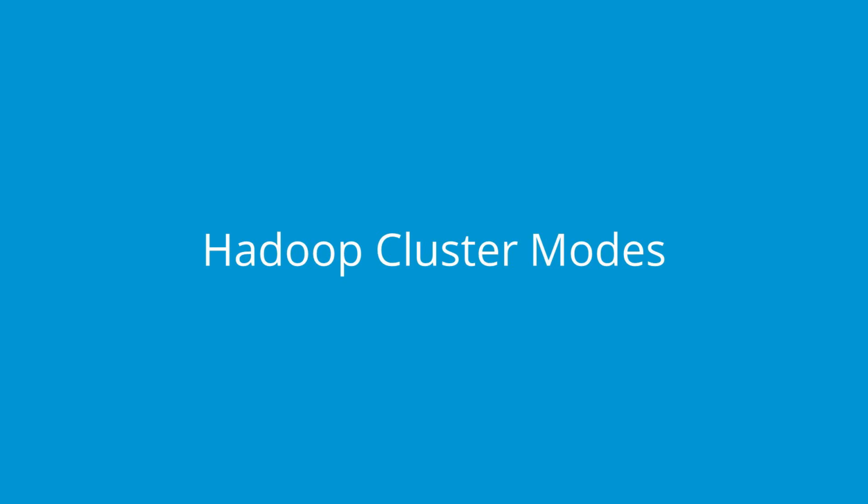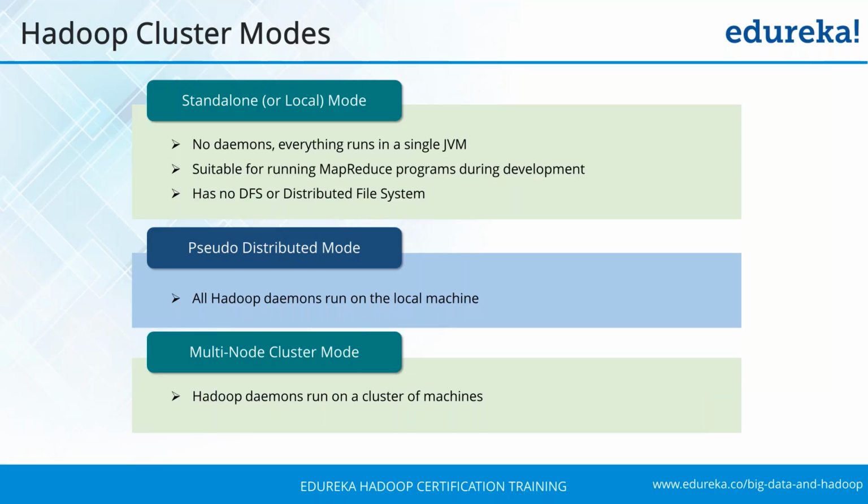So let's talk about how we can build the Hadoop cluster, and which one is created in the organization. You have 3 Hadoop cluster modes: standalone or local mode, pseudo distributed mode, and multi-node cluster mode. To start with the standalone or local mode, in this scenario there are no Hadoop daemons. Generally, your name node, secondary name node, data node, resource manager, and node manager are all called daemons, or processes, because they run in the background. And everything in this mode runs in a single JVM.